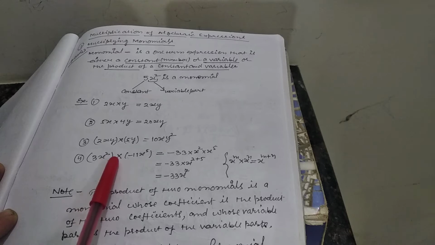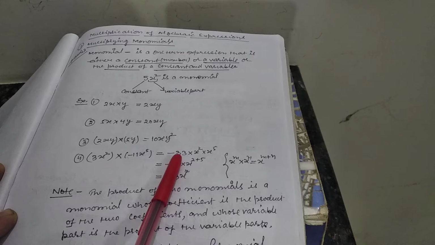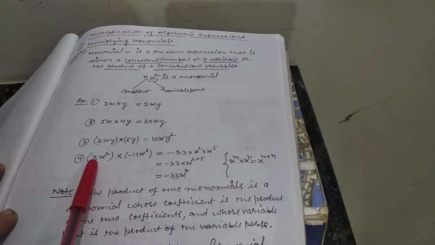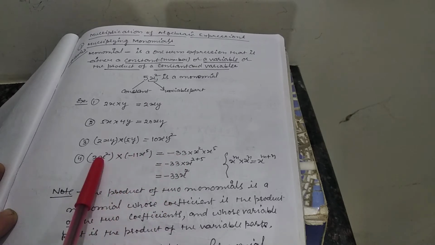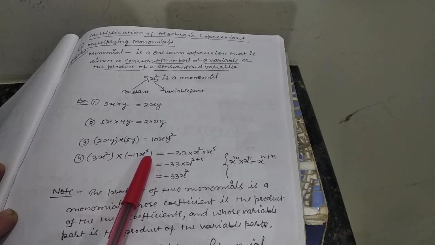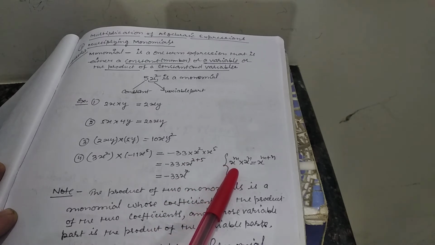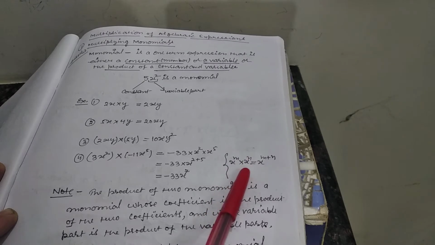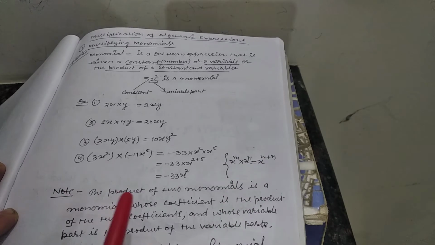And 3x square multiplied by minus 11x to the power 5, this will give 11 multiplied by 3, 33, and plus multiplied by minus will give minus. So this is minus 33, and x square multiplied by x to the power 5 will give x to the power 2 plus 5, that is x to the power 7. Because we know the identity, that is x to the power m multiplied by x to the power n is equal to x to the power m plus n. So this is the identity.